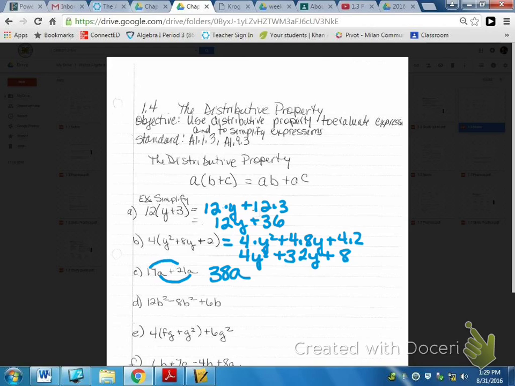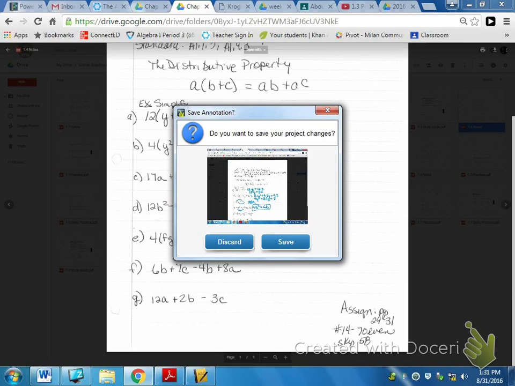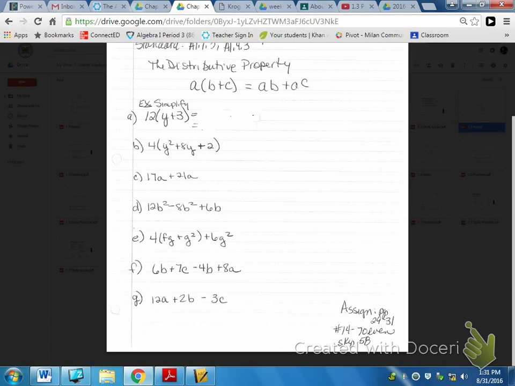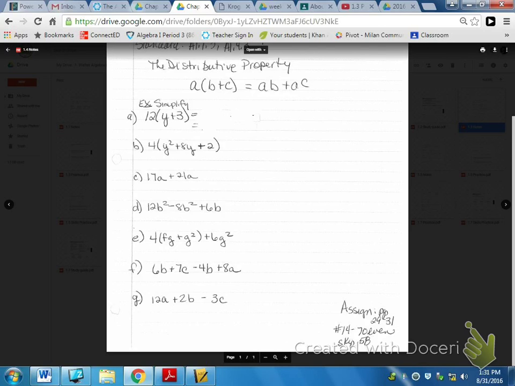On example D, you look for the ones that have exactly like terms, which would be 12b squared and negative 8b squared. You'd combine those together for 4b squared, and the 6b would not have any partner because it has no other like terms with just a b, so this would be your final answer: 4b squared plus 6b. Alright, going further with this, we're going to combine those two things together, where you distribute and also combine like terms.